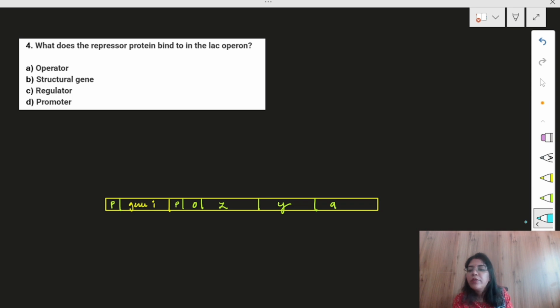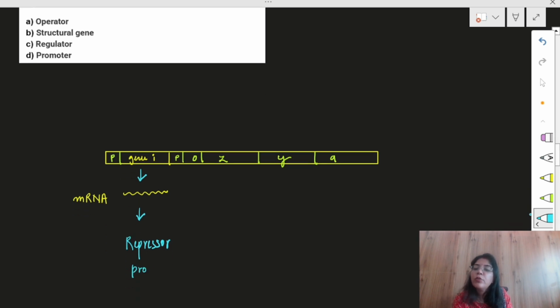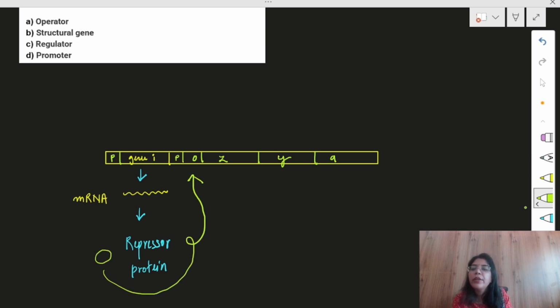So what is the work of this gene I? This gene I is going to make messenger RNA for the repressor protein, and after that, this will make the repressor protein. Now you have to tell in this question where this repressor protein is going to bind. Let's suppose I am drawing it with this green color. You know very well this repressor protein will go and cover the operator. It will come and bind here.